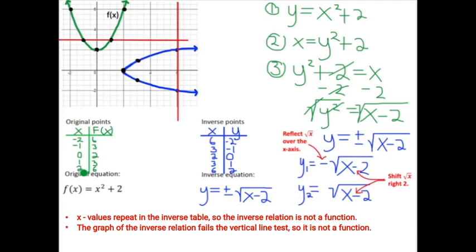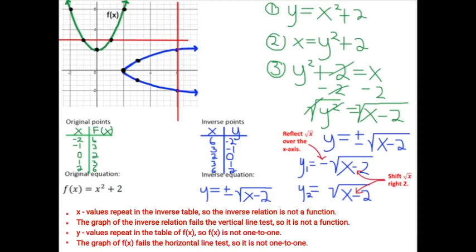So I'm going to go ahead and write that down, and then I'm going to give you the precise definition of a one-to-one function. All right, so here's the new information that I've added. Y values repeat in the table of f of x, so it is not one-to-one. The graph of f of x fails the horizontal line test, so it is not one-to-one.